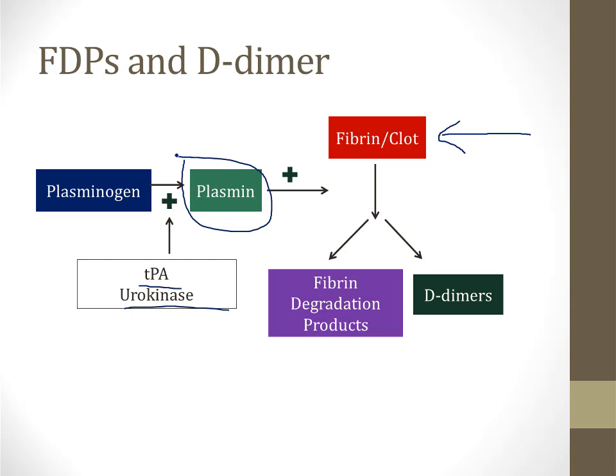It turns out that the clot is broken down into two breakdown products which we can measure in the serum and use for diagnosis of certain conditions. One of those breakdown products is called a fibrin degradation product. The other is called a D-dimer. So let's now talk about FDPs and D-dimers to understand where they come from and how they can be used in the diagnosis of clotting disorders.